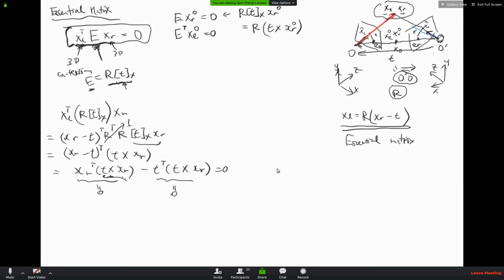And XR naught here is also in the same direction as the vector. Note that I need to make sure they are from the same camera perspective. If they are from a different camera perspective, that won't be true. For example, I shouldn't have R times XL naught. This should be equal to 0. But this is equal to 0 because they are from the same camera perspective and they are also parallel. As I mentioned, the cross product of two parallel vectors is just equal to 0. So therefore, this is equal to 0.